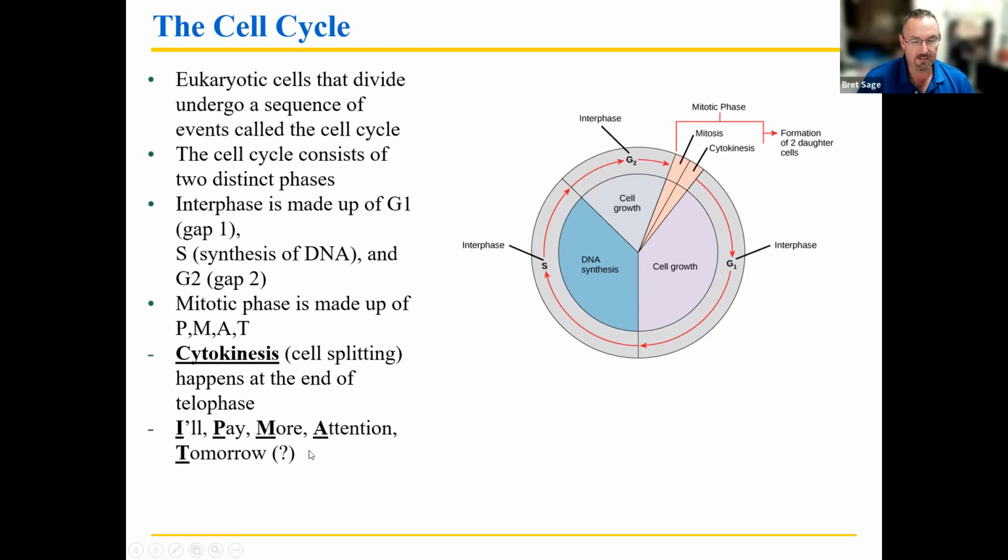So this is a little way of remembering things. I get this all the time from students, but it's a way to remember the stages of mitosis in order. I'll pay more attention tomorrow: interphase, prophase, metaphase, anaphase, and telophase, the end of which is cytokinesis, or the cell going from 1 into 2 and separating.